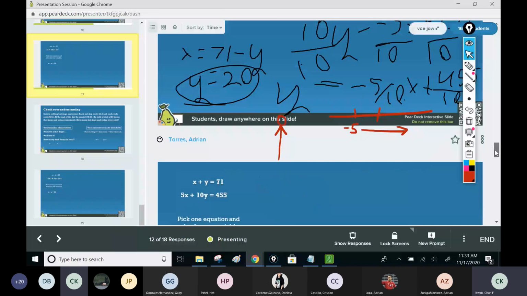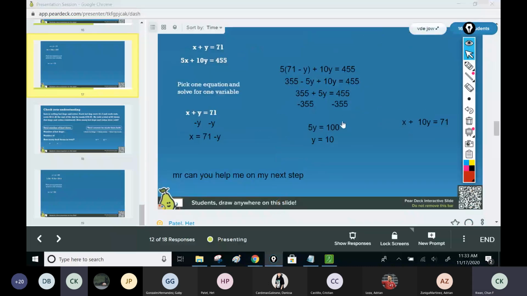All right, let me take a look at yours, Hat. Whoa. Hey, Hat, take a look at my screen. Can you do this part again? 5y equals 100. So you have to solve for y. That means you have to divide it by 5. Divided by 5. There you go.